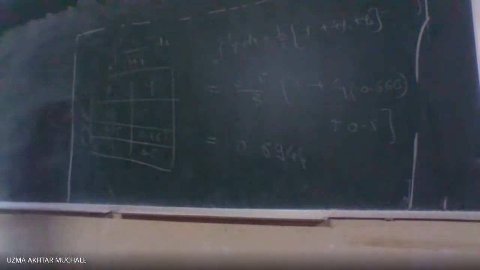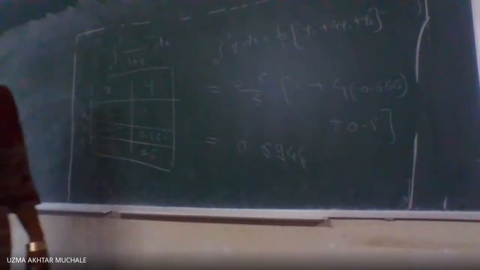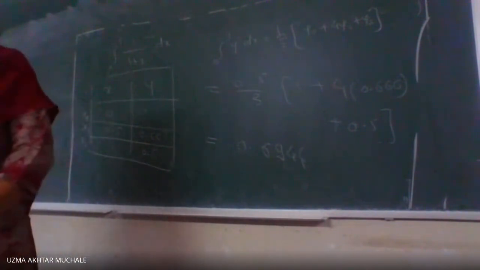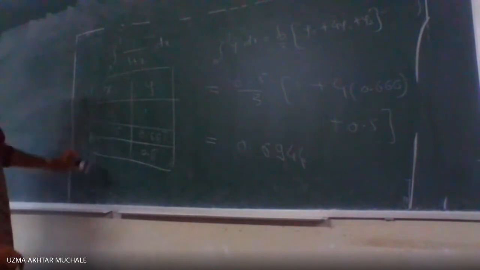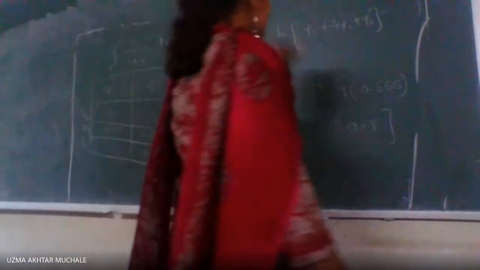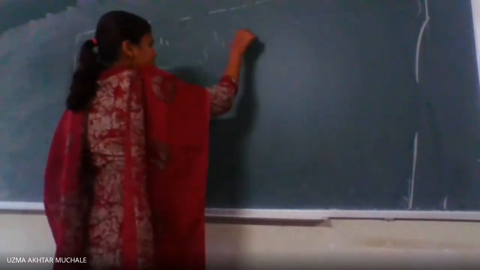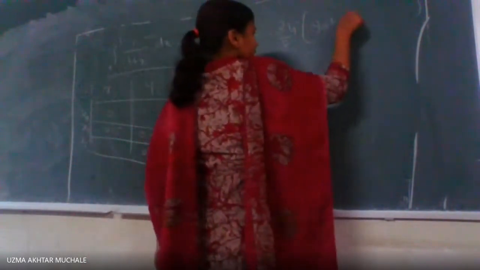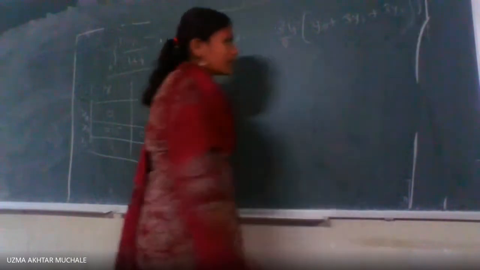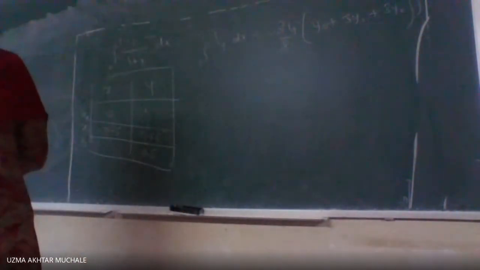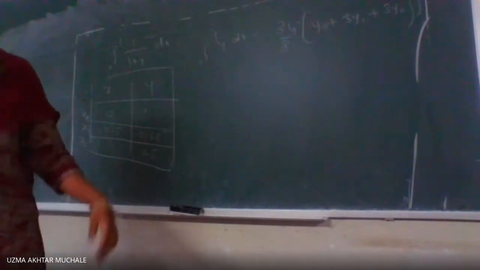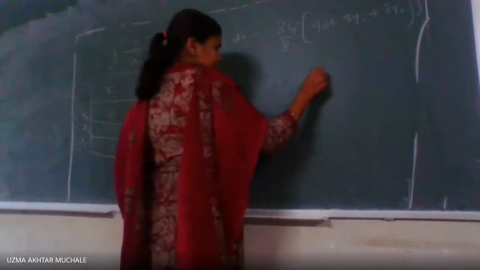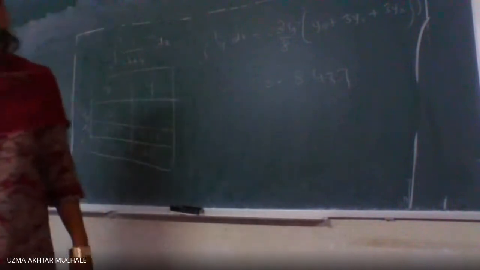Okay, so this is with the help of Simpson's 1/3 formula. You can calculate the same thing with the help of Simpson's 3/8 rule. What will be the integration from 0 to 1 of y dx? It is equal to 3h by 8 times the formula y0 plus 3y1 plus 3y2, correct? And the answer for this, after putting all those values, we get 0.8437.